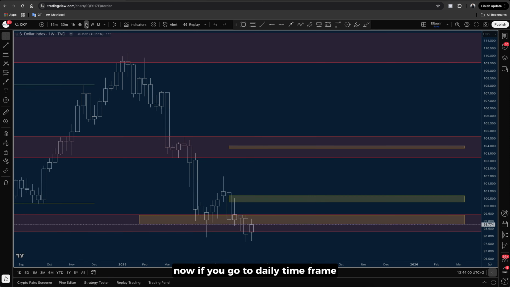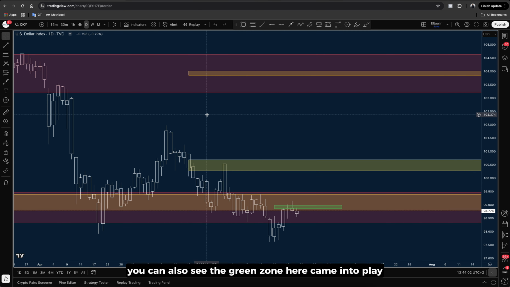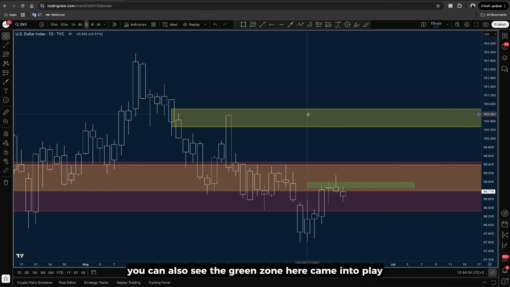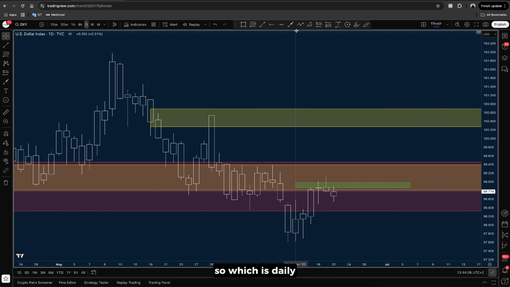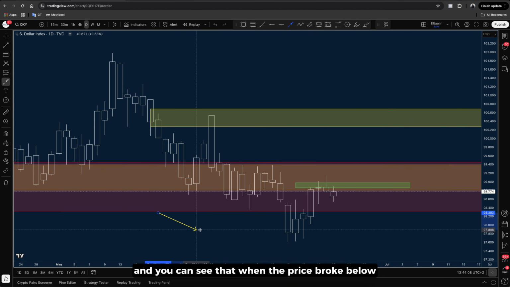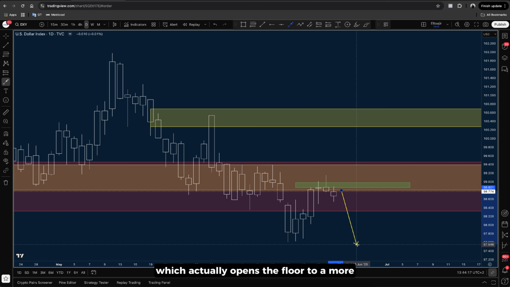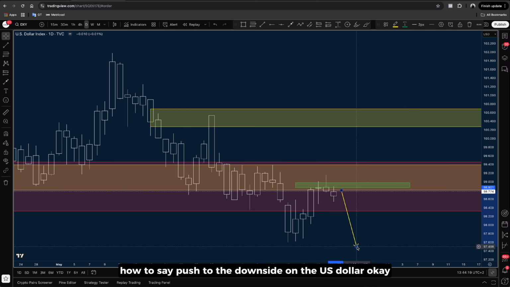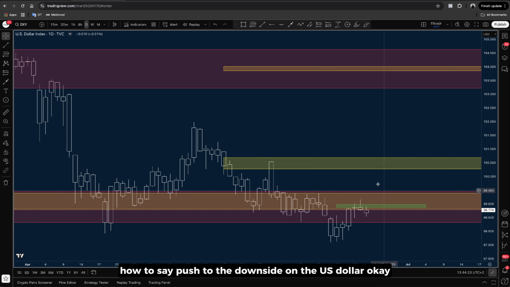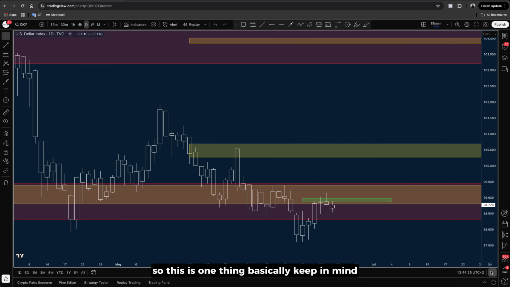Now, if we go to daily time frame, you can also see the green zone here came into play. So, which is daily, and you can see that when the price broke below, it came to retest nicely, showing nice price action, which actually opens the floor to more push to the downside on the US dollar. Okay, so this is one thing to keep in mind.